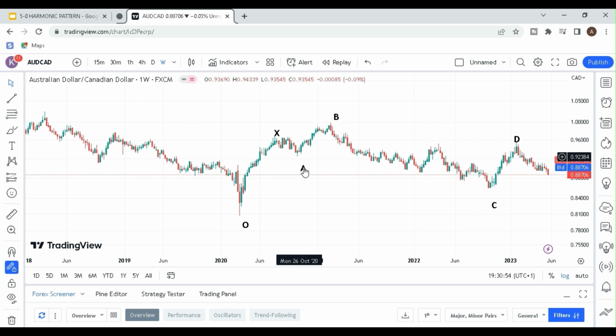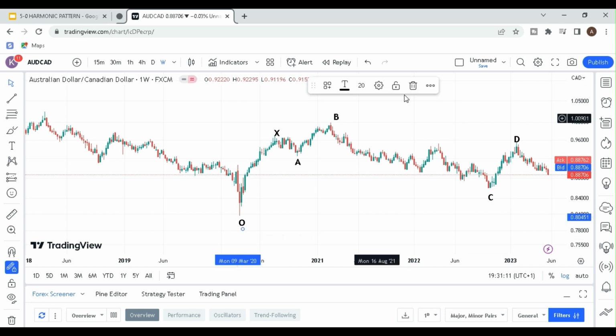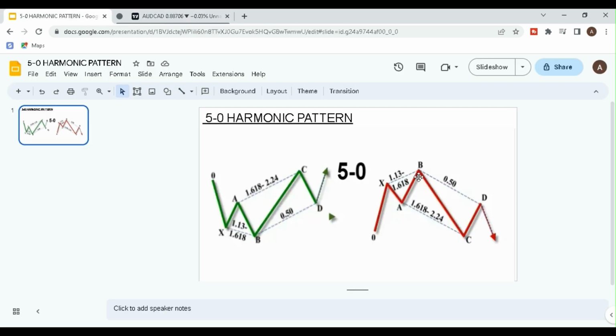This is my point A. So let's move this a little bit forward, because this point is somewhere around A. This is my point O. And B should be what? Point B. Look at it. 1.13 to 1.618 of what? XA leg. So this is what we are focusing on now. B should be between 1.13 and 1.618. So let's look for this point B.